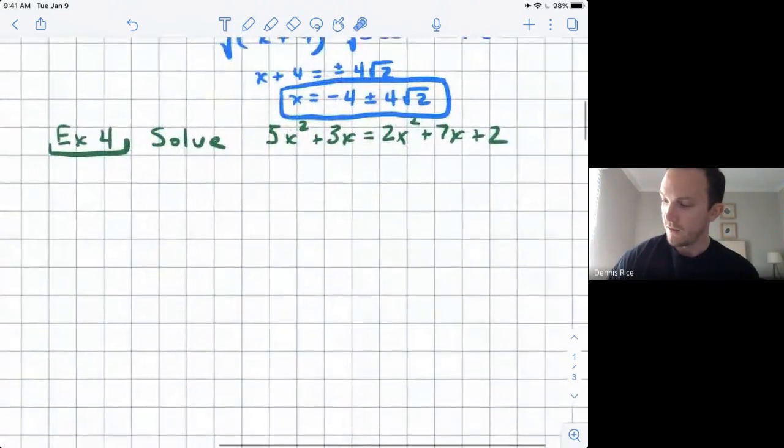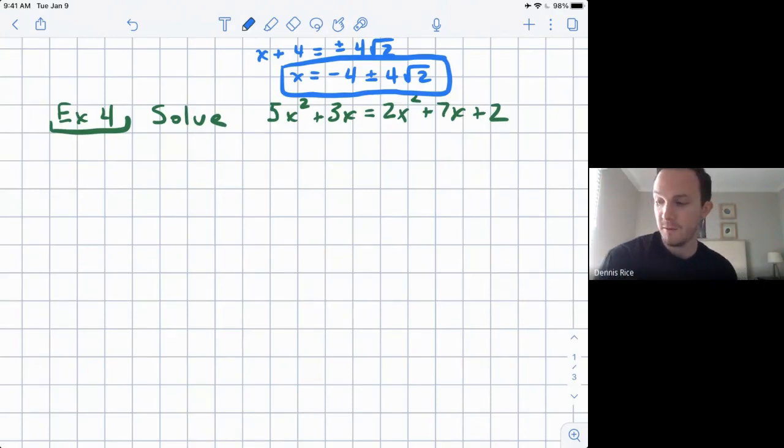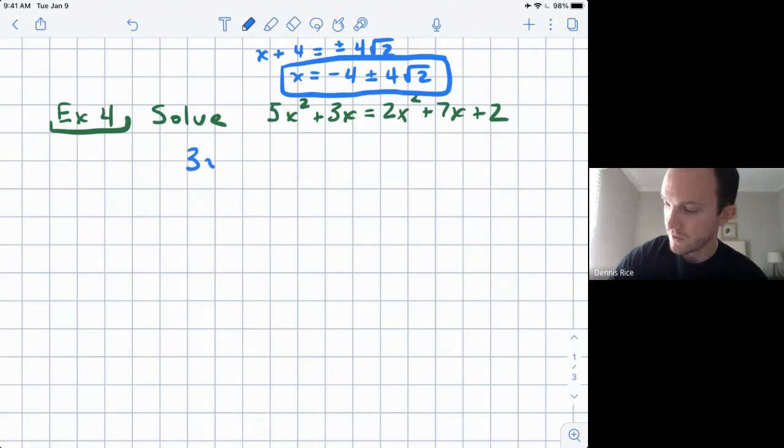All right, and our last example. This one is a little messy, so what we're going to do is get it in standard form. We haven't really talked about that. Standard form means ax squared plus bx plus c equals 0. So everything on one side kind of in a correct order, equal to 0. So I'm going to move everything to the left. I get 3x squared minus 4x and minus 2.